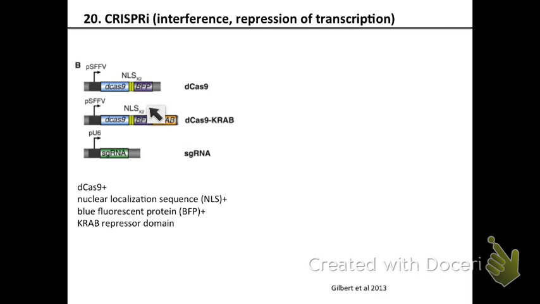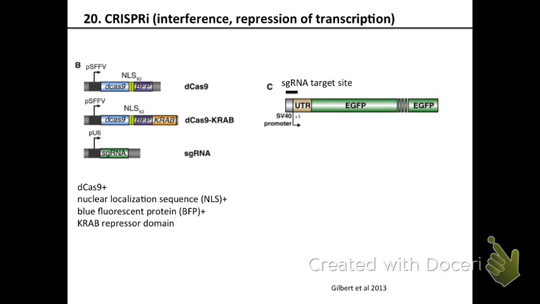As a control, you want to know: if I fuse this KRAB domain, do I then repress the transcription of my target gene? What you can do is make a control where you make exactly the same construct, but you don't add the KRAB repressor domain. Now you can compare the effect of this to this.